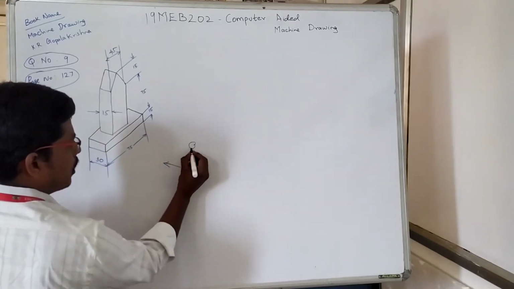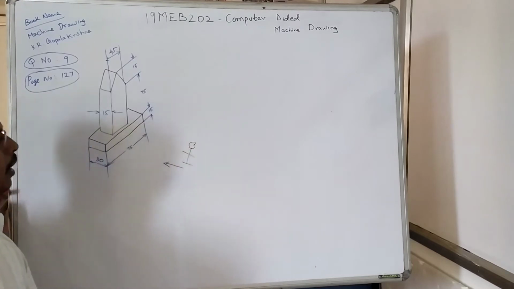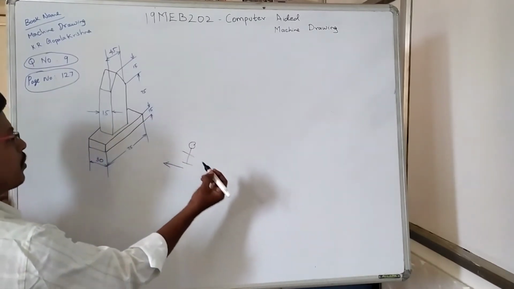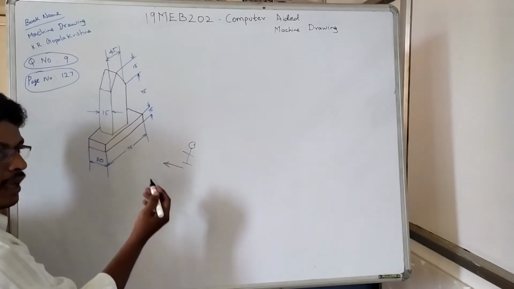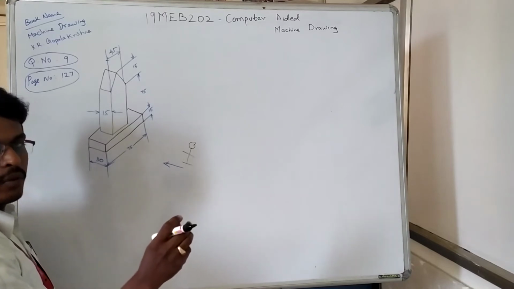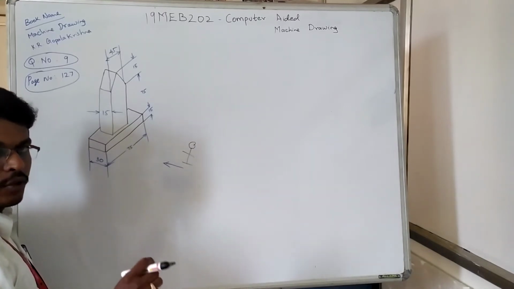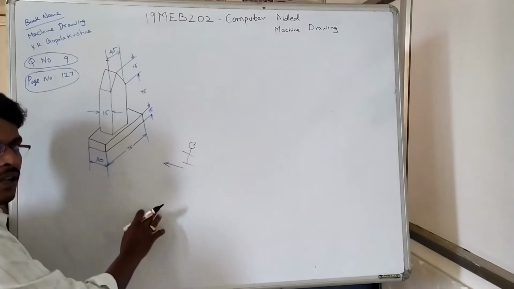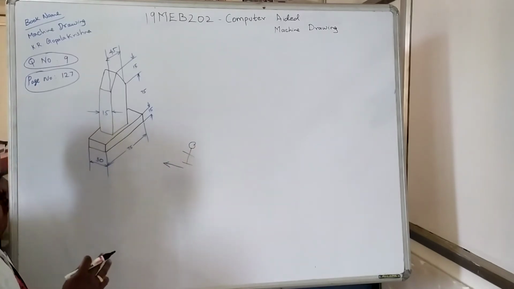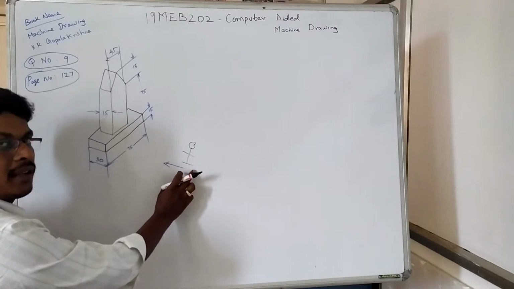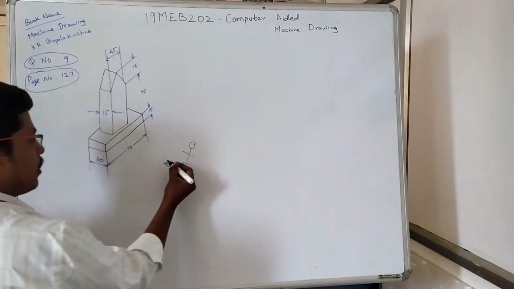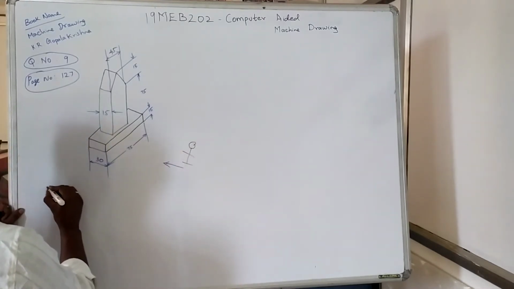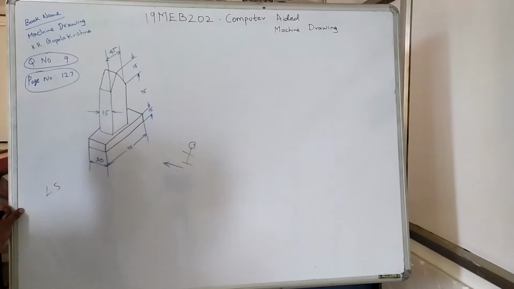Imagine that I am standing here and I can see the drawing from here. It is my front view, and if the question asks for a particular side view, you have to draw according to that question, but here they have just asked to draw the side view. If I am standing here, I can view the side view from here, hence this is my left side.